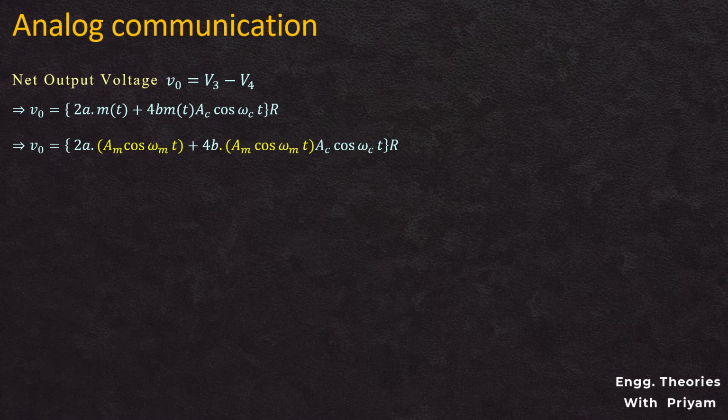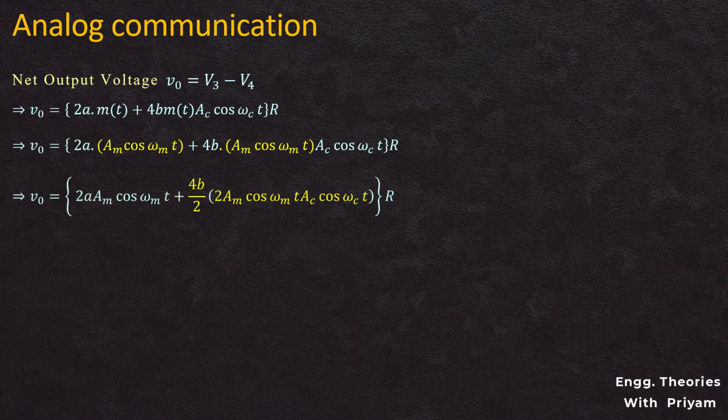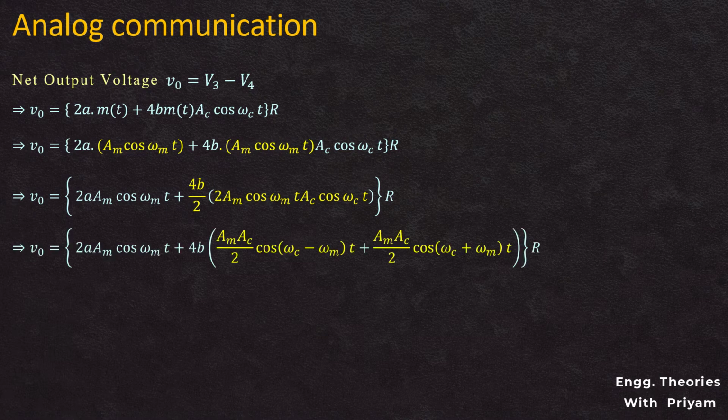Now, if we take 4B by 2 common from the second term, then the equation of net voltage V0 is equal to 2A Am cos omega m t plus 4B by 2 into 2 into Am cos omega m t into Ac cos omega c t, into R. If we apply the formula of 2 cos A cos B in the equation, then the net voltage V0 is equal to 2 into Am into cos omega m t plus 4B into Am into Ac divided by 2 cos (omega c minus omega m) t plus Am into Ac divided by 2 cos (omega c plus omega m) t, into R.